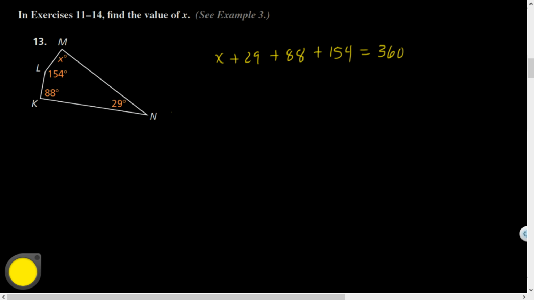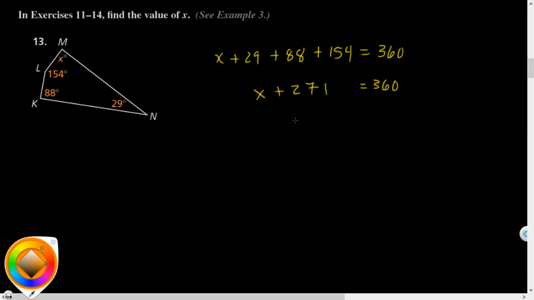Let me combine the like terms on the left-hand side here. And I get x plus 271 is equal to 300. Subtract 271 from both sides.